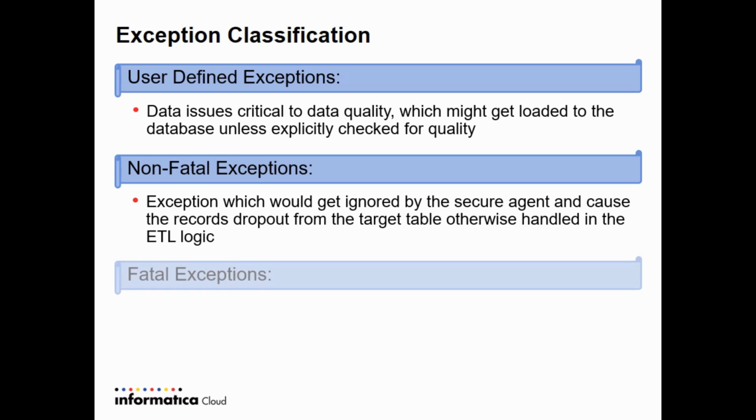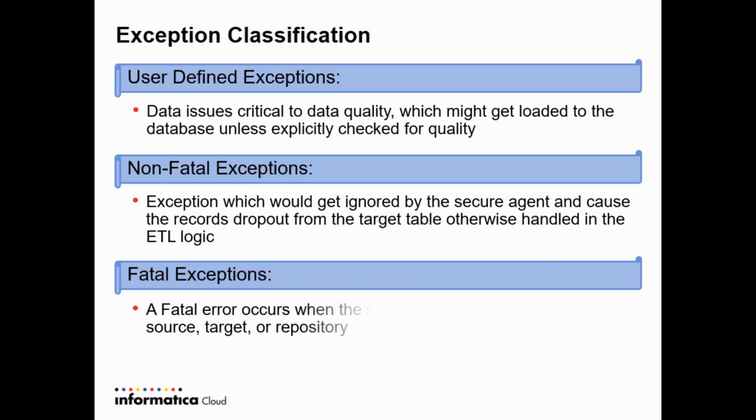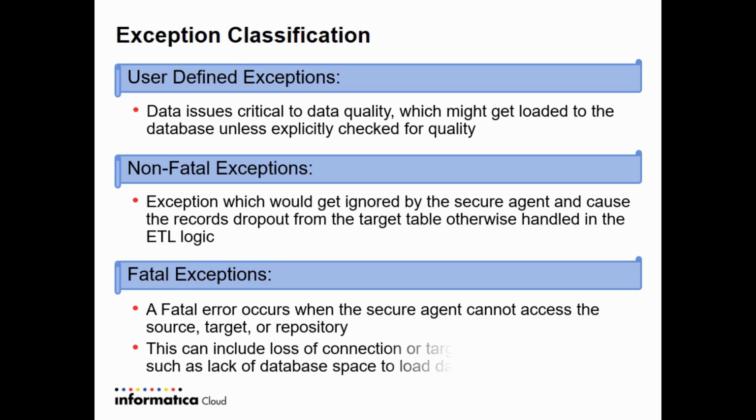Fatal exceptions. A fatal error occurs when secure agent cannot access the source, target, or repository. This can include loss of connection or target database errors such as lack of database space to load data. For example, exceptions such as database connection errors which force secure agent to stop running the workflow.